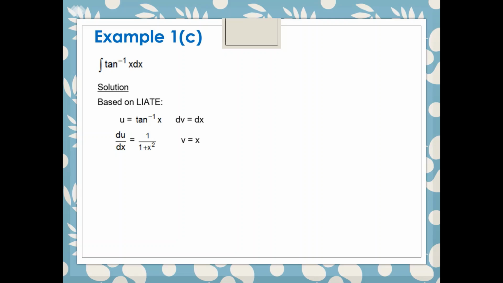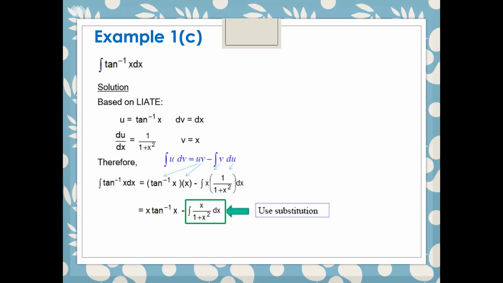Integrate v, you should get x as the answer. Substitute accordingly into the formula, you should get the arctangent of x multiplied with x minus the integration of x multiplied with 1 over 1 plus x squared dx. Simplify, you will get x arctangent x minus the integration of x over 1 plus x squared dx.